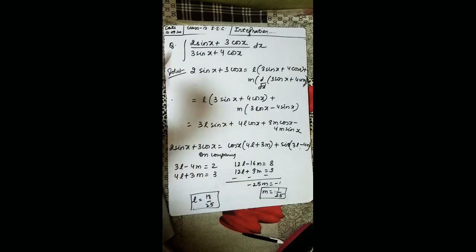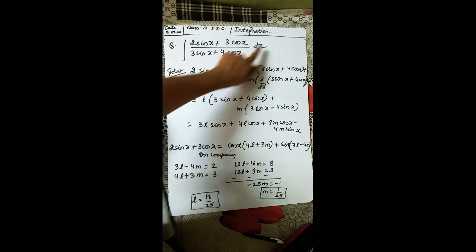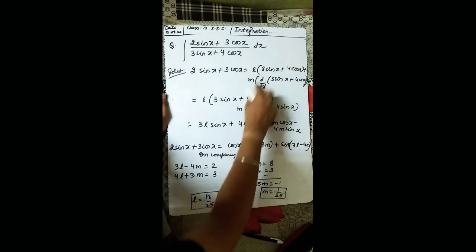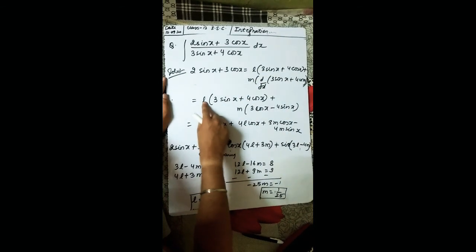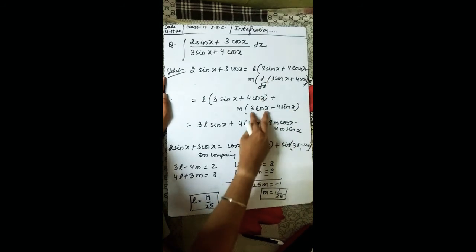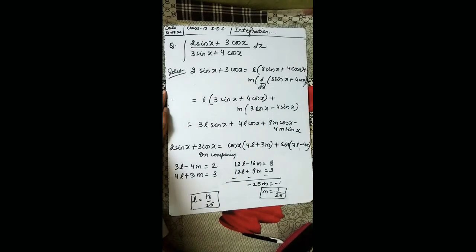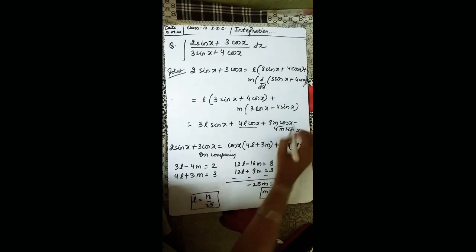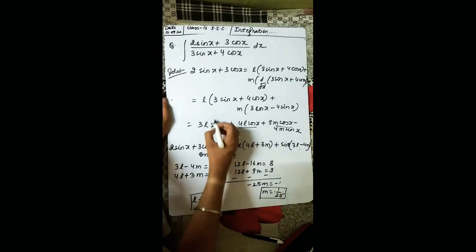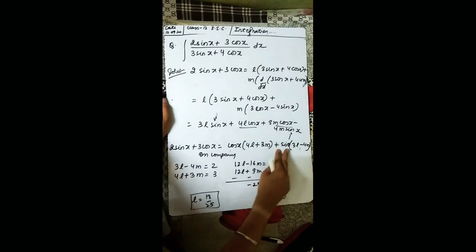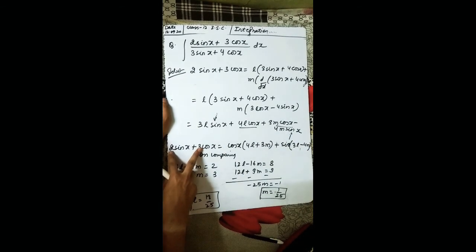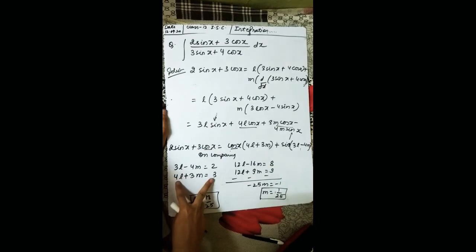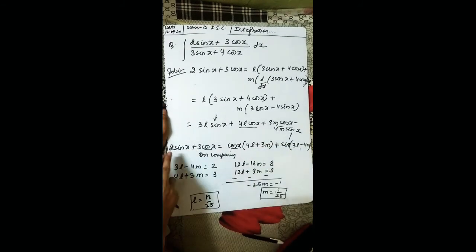So here is the question: integration of 2 sin x plus 3 cos x upon 3 sin x plus 4 cos x dx. As I told you, take numerator equal to L times the denominator plus M times d/dx of the denominator. Multiply this L, this is as it is, plus the derivative of 3 sin x is 3 cos x and of 4 cos x is minus 4 sin x. Multiply L and M inside, so you will get this. Now take cos x common, so you will get 4L plus 3M, and take sin x common, so you will get 3L minus 4M. Now compare the cos function: 4L plus 3M equal to 3, and compare the sine function: 3L minus 4M equal to 2.